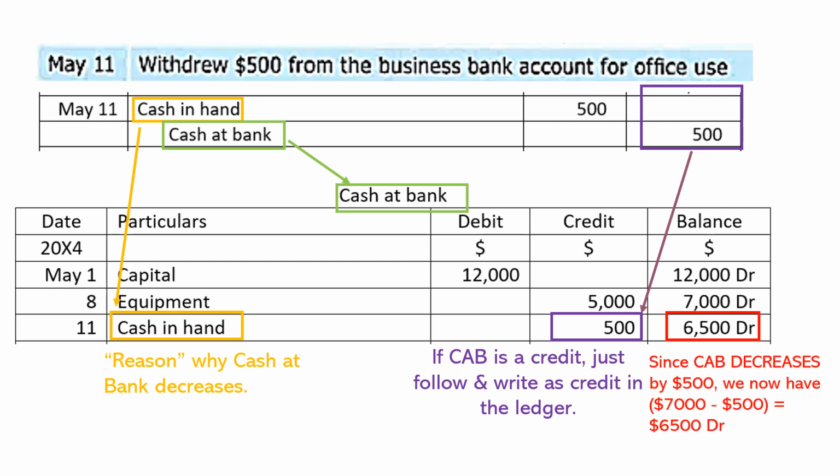Now let's look at the balance now. So we had 7,000 left, but we are taking 500 out. So we are going to minus another 500. And now we are left with 6,500, but it is still a positive balance. So it's still a DR balance.